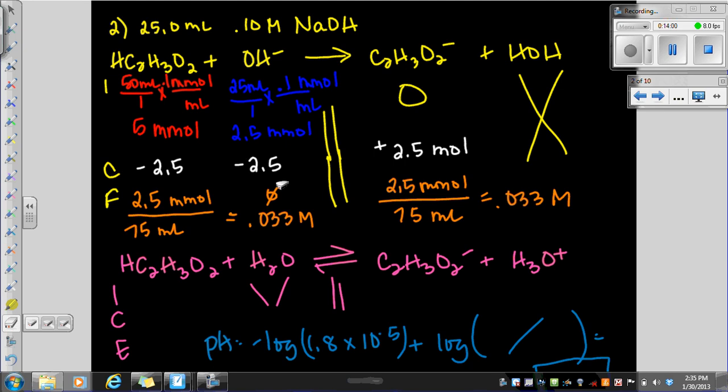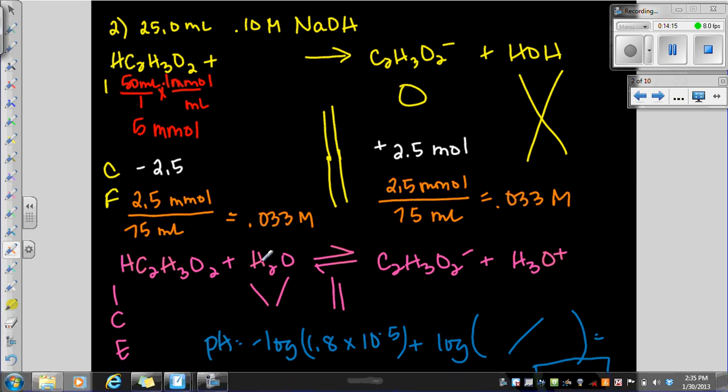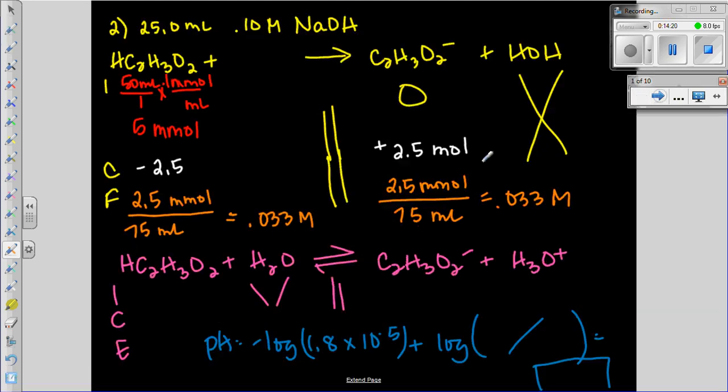And I have no base left. So this is all gone. It's not there. It's been consumed. So now my stoichiometry is done. What I want to do is take these numbers and transfer them into that existing equilibrium that I had. So I'm going to take 0.033 molar and 0.033 molar. Whoops, I forgot my 3, sorry. Substitute them into my ICE chart. So stoichiometry first, equilibrium second.